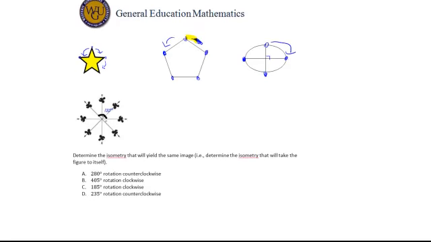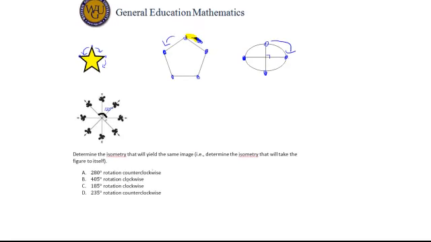And here we have a problem where we're asked to determine the isometry that will yield the same image. So where it will map onto itself. And we have a 135-degree angle, and not every rotation would map onto itself. If it ended up in between, it won't be onto itself.